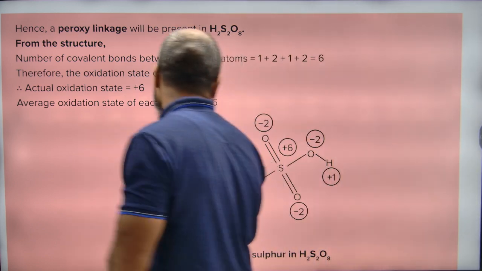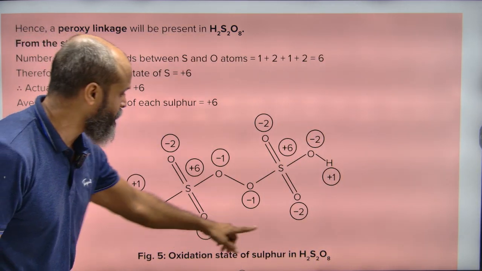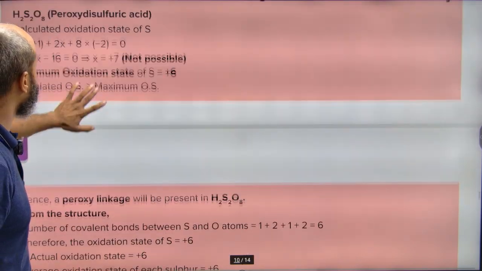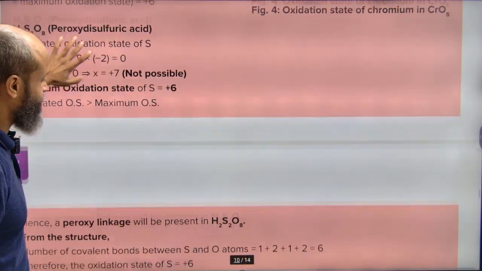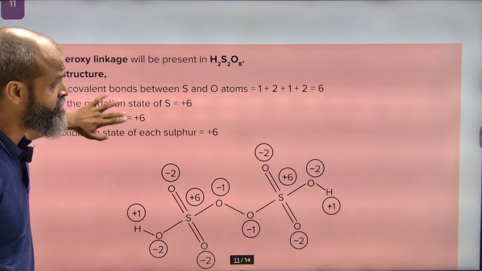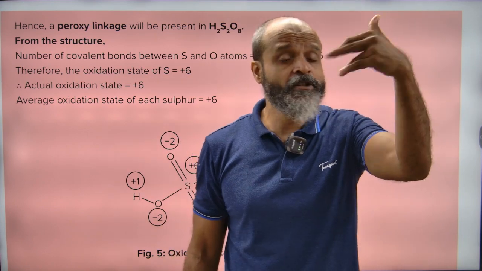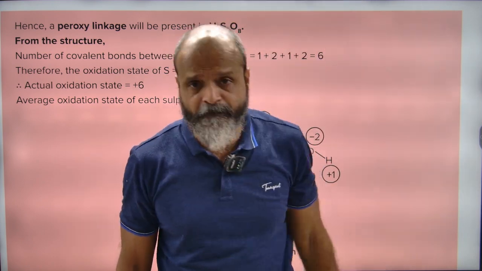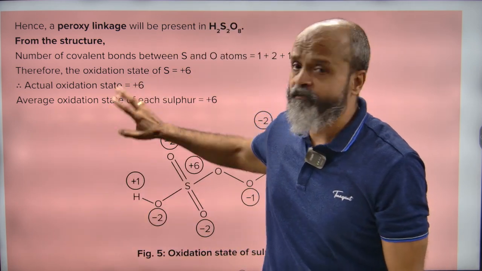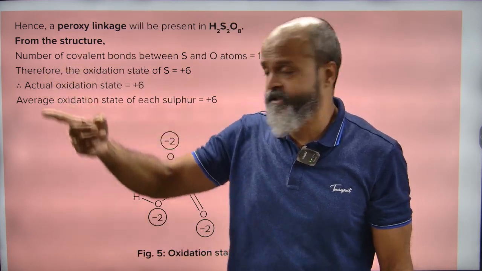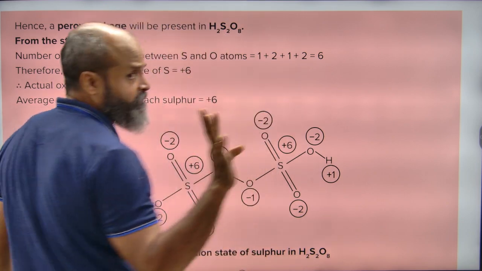So now let's look at the structure of H2S2O8. Peroxy disulfuric acid. We have seen the case of peroxy monosulfuric acid. There also sulfur's maximum oxidation state was crossing +6. Here also sulfur's oxidation state is crossing +6. So here we have 2 sulfurs to adjust.